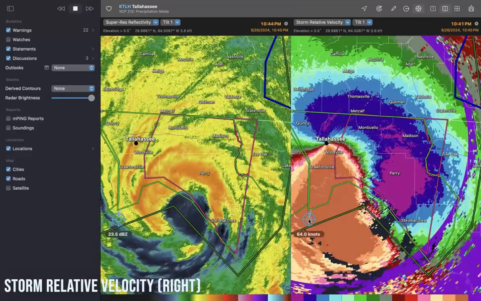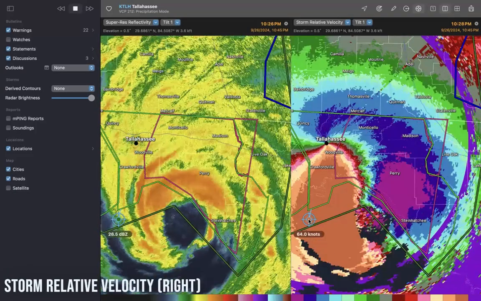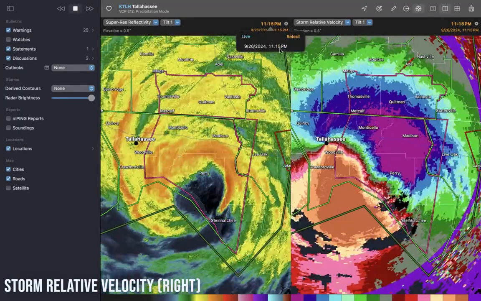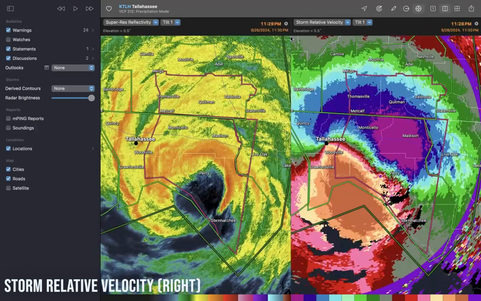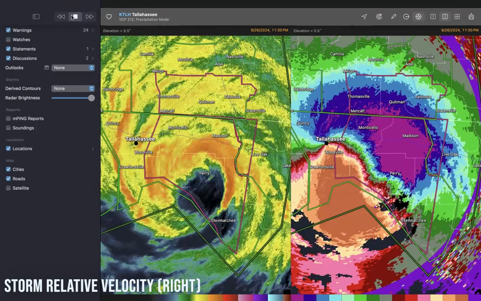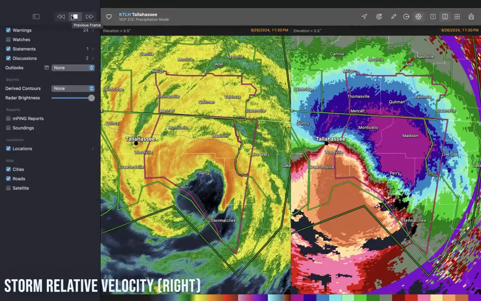As Hurricane Helene approached the Florida coast, the storm relative velocity data from the Tallahassee radar at 0.5 degree tilt revealed some tight rotations within the eye, also known as mesovortices. These features are indicative of intense internal dynamics within the hurricane's core. Immediately after landfall, there's still the continued presence of mesovortices as the eye is moving inland.